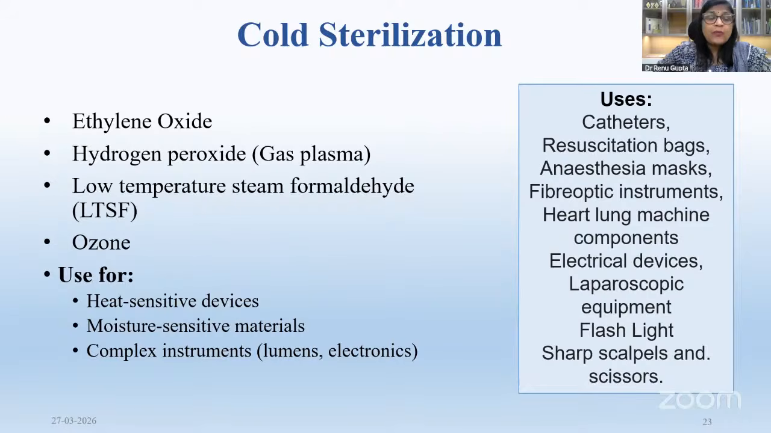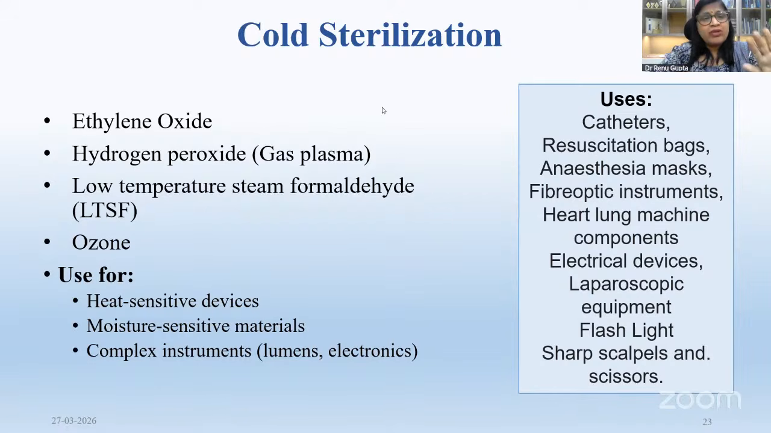When you are talking about cold sterilization, you have to talk about these machines, as well as liquid sterilants, because in that you are also not increasing the temperature, which I will be showing you in a slide. One take-home message: these are important for heat sensitive devices, your catheters, your endoscopes, moisture sensitive material, complex instruments, electronics, resuscitation bags, anesthesia mask, fiber optic instruments, heart lung machine, electrical devices, laparoscopic equipment, sharps, because sharpness is destroyed by autoclave because of steam.